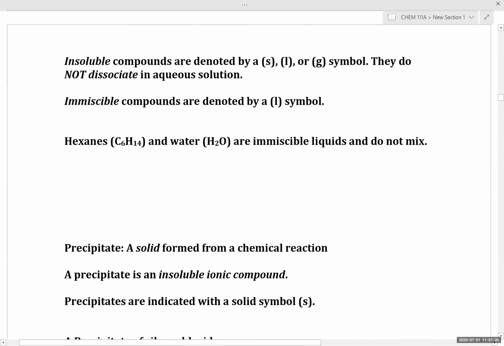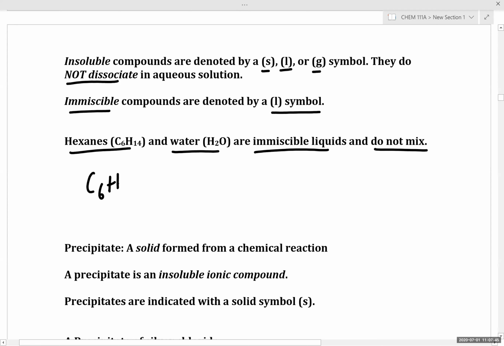Let's talk about insoluble compounds. Insoluble compounds are denoted by a solid, liquid, or gas symbol, and insoluble compounds do not dissociate. A relative of insoluble compounds are immiscible compounds. Immiscible, not mixable, they're denoted by a liquid symbol. So for example, if you try to mix oil and water, or if you try to mix a non-polar molecule such as hexanes with a polar molecule such as water, these liquids are immiscible and do not mix.